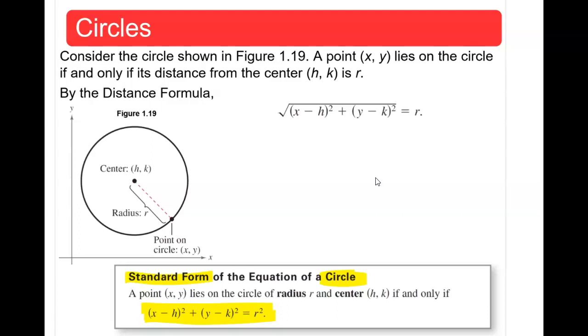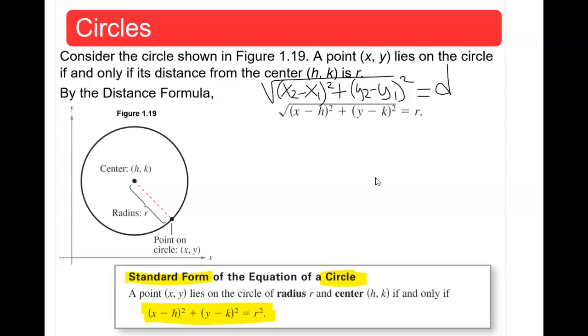So let's consider the formula that we were using for the distance between 2 points. And so that was the square root of x sub 2 minus x sub 1, and then we square that, plus y sub 2 minus y sub 1, squared, and that is equal to d.